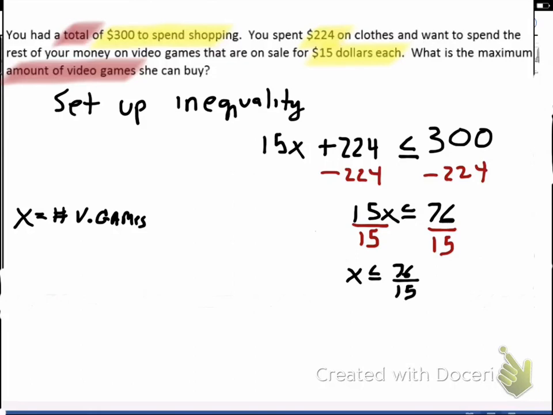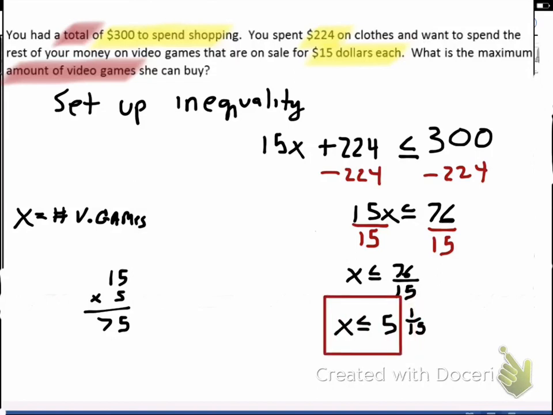So let's see how many times 15 goes into 76. 15 times 5 equals 75. So x is less than or equal to 5 and 1/15. So the maximum I can buy is 5. Here's my answer. Maximum I could buy is 5.